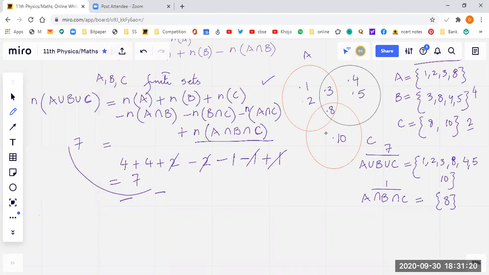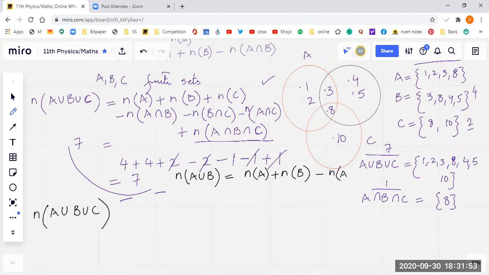Good. So students, now what you do here, I go: number of elements in A union B union C. Do you remember the formula? Just now we derived it. What was the number of elements in A union B? For any finite sets, the number of elements of A plus the number of elements of B, minus the number of elements of A intersection B. Is it right, Amitoj Singh?